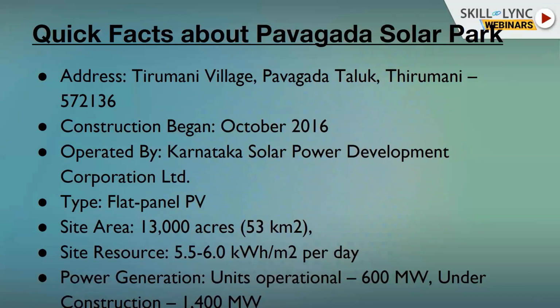And you can see some quick facts about that case study. It is situated in Tirumani, in Pavagada Taluk. The construction began in 2016, and it is operated by Karnataka Solar Power Development Corporation. They have used flat panel PV only, the area is 13,000 acres, and the site resource is 5.526 kilowatt hour per day. The power generation is 600 megawatt right now, and 1,400 megawatt is under construction.